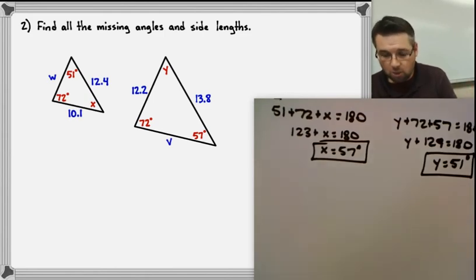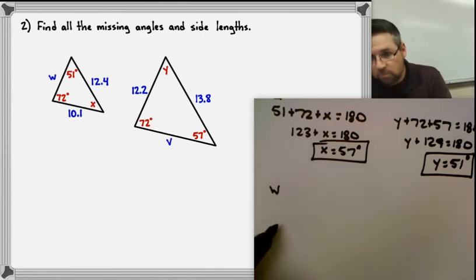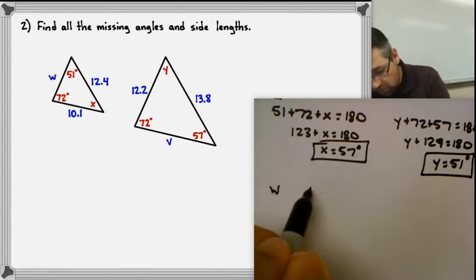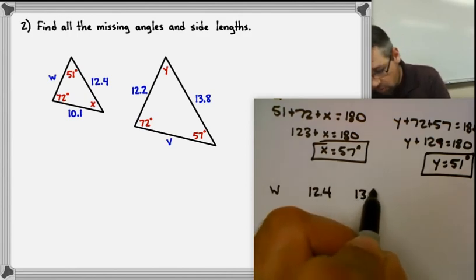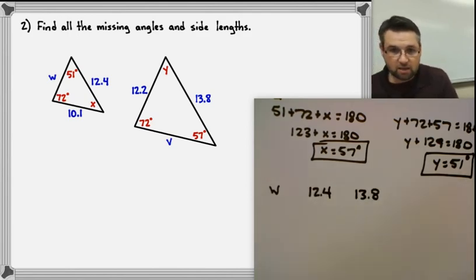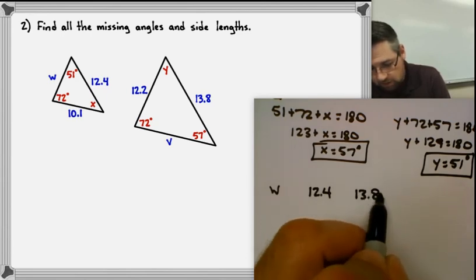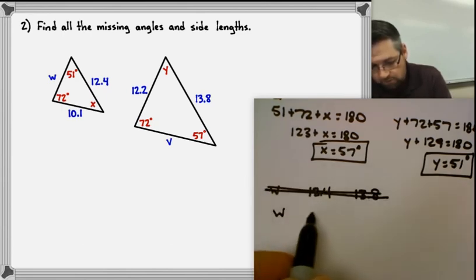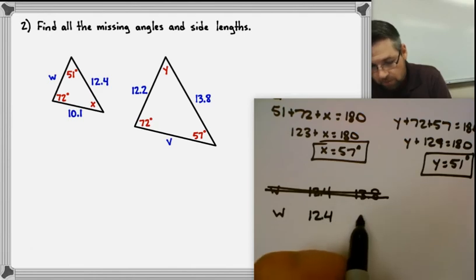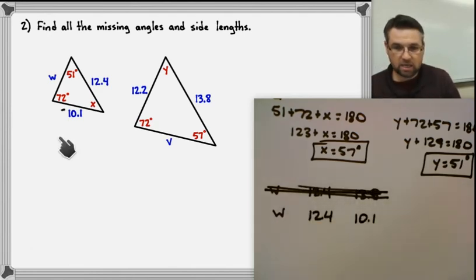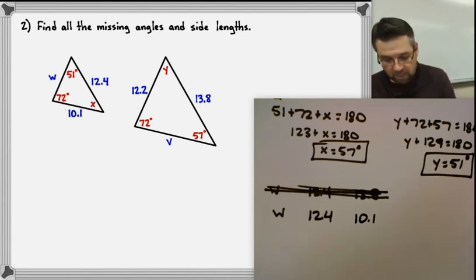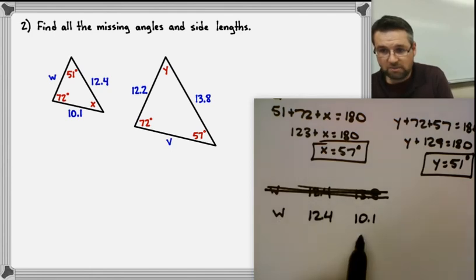So you can pick anything you want. I'm going to pick the smaller triangle here. W, 12.4, and 10.1. Those are the three lengths in the smaller triangle, okay? In the bigger triangle, we're going to list them again, but we want to make sure that they go together.